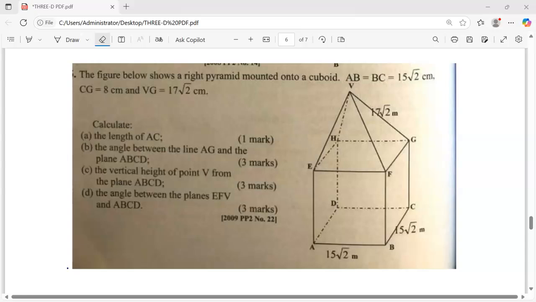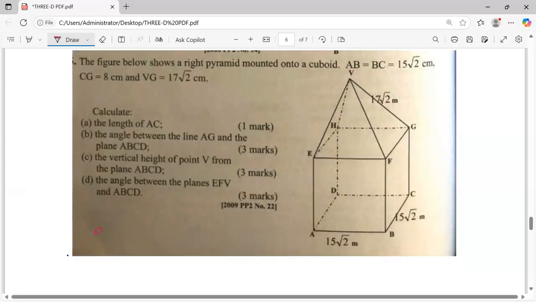We are presenting KCSE 2009, paper 2, number 22, three-dimensional geometry, and the question we have reads: the figure below shows a right pyramid mounted onto a cuboid. AB is equal to BC, which is 15 root of 2 centimeters. CG is 8 centimeters, and VG is 17 root of 2 centimeters. Calculate A, the length of AC.